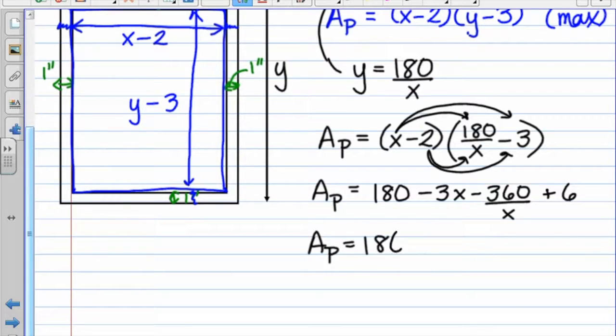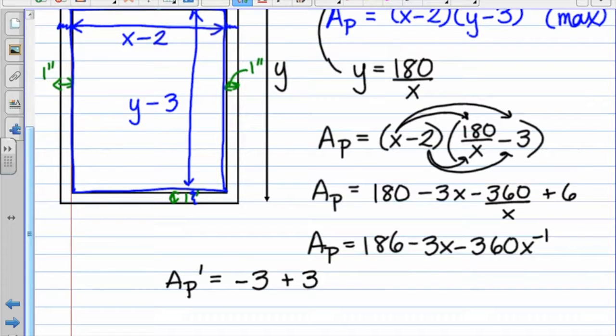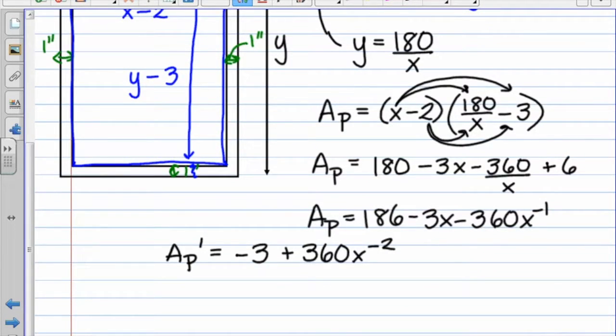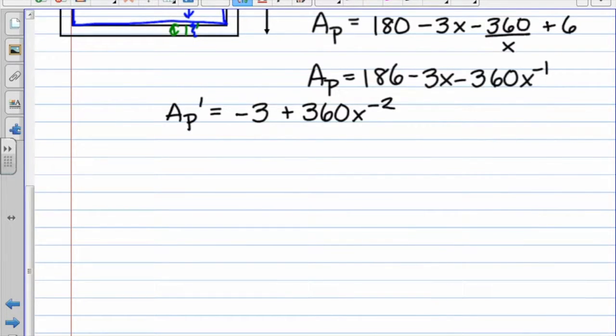So A of p equals 186 minus 3x minus 360, and again I'm going to write it as x to the negative 1 so that I can take the derivative more easily. So the derivative of the area of the printed portion is negative 3 plus 360 x to the negative 2. Again, I'm going to have to find my critical point, so I'm going to set that equal to 0. So negative 3 plus 360 over x squared is equal to 0.